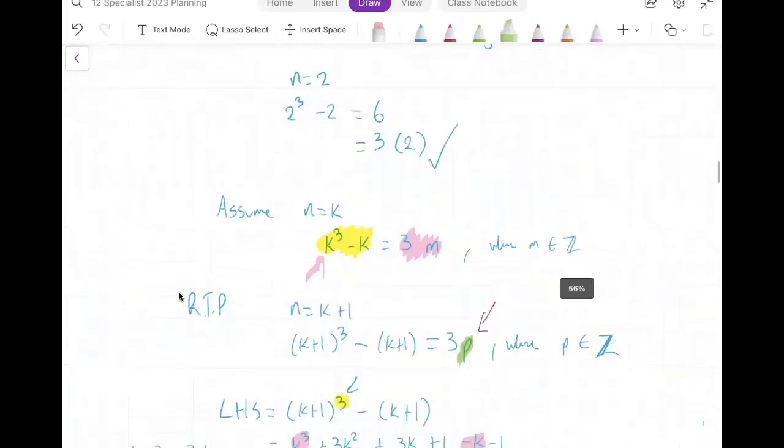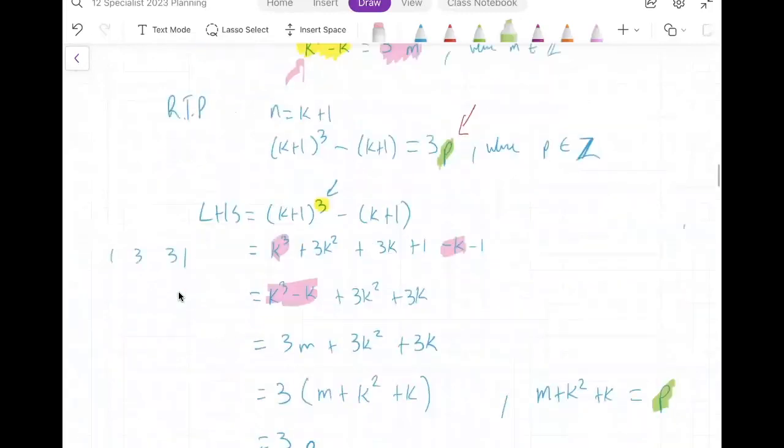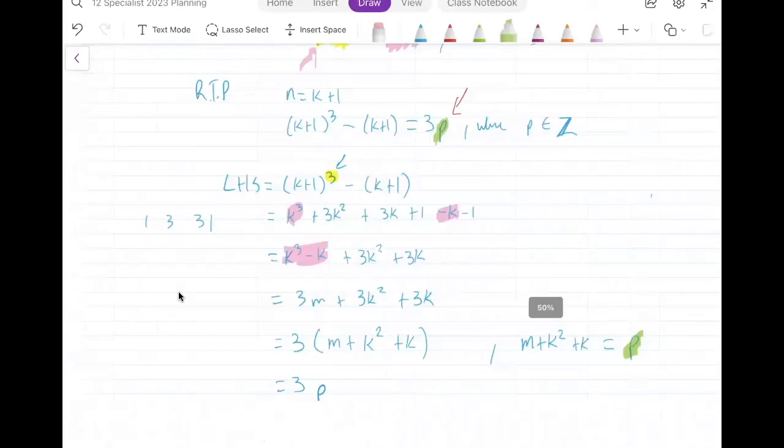For the required to prove part, that part all stays exactly the same. The only difference is when I'm trying to assess my left-hand side, instead of just collecting like terms and trying to simplify and factorize as much as possible, I'm trying to work my equation to get the left-hand side from my assume step, which in this case was k cubed minus k. Once I've found that within my left-hand side, and it will always be part of the left-hand side, so there's always a way to get it, then I substitute in my 3m in this case, take out 3 as a common factor, and then I can let this brackety bit just be equal to some whole number, and I can get my final solution.